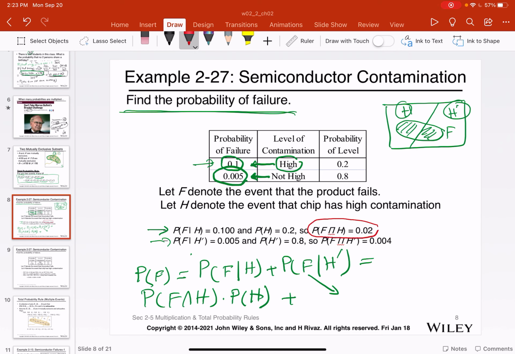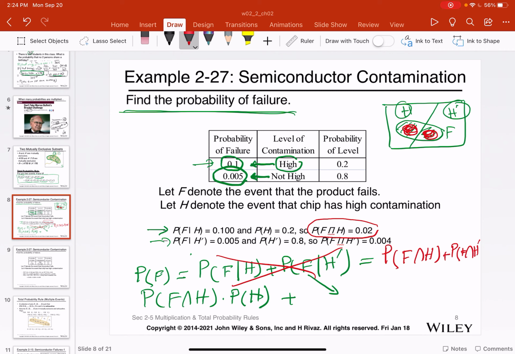Sir, I think you formed the equation wrong. Because P of F is the intersection. Sorry, yes, you're right. Thank you. I should give you a chocolate. Yeah, you are right, this is wrong, right? Thank you very much, this is incorrect. So basically, P of F is not P of F given H plus P of F given H prime. P of F is equal to P of F intersection H plus P of F intersection H prime, right? Look here. This is this probability plus this probability, and these are intersection, not conditional probabilities.